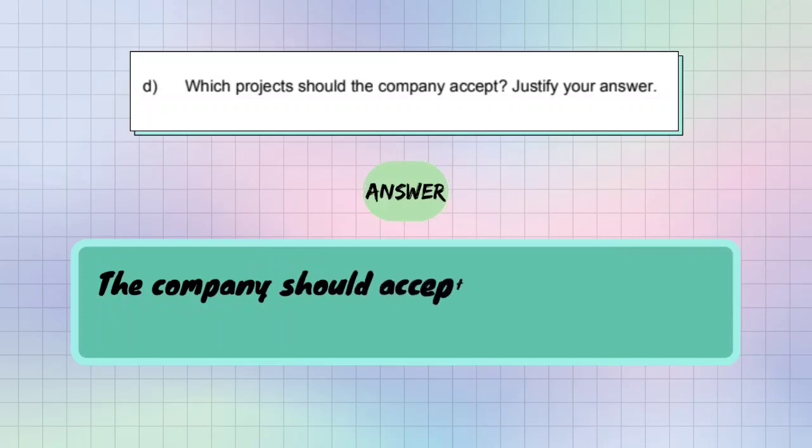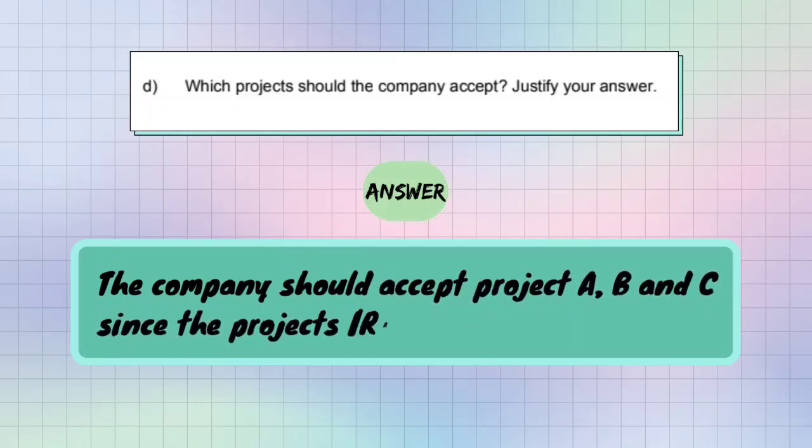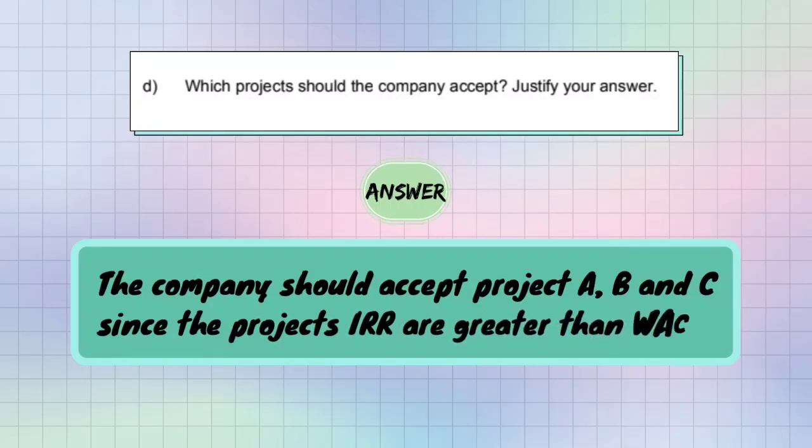Last but not least, D. Which project should the company accept? Justify your answer. The company should accept project A, B, and C since the projects' IRR are greater than WACC.